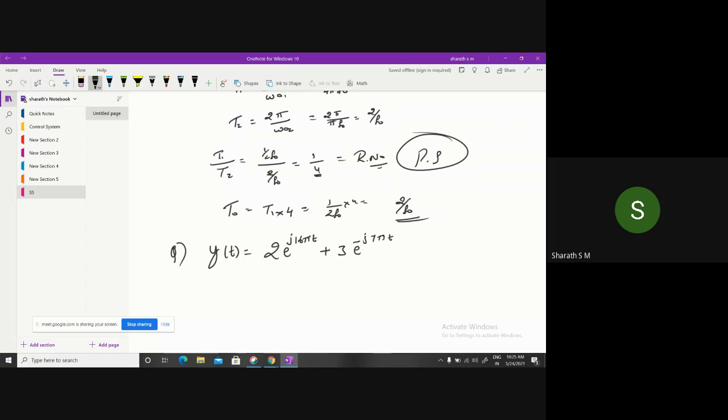What is T1 by T2? What's the value of T1? 1 by 8. What about T2? 2 by 7. So what is T1 by T2? 7 by 16. Is it a rational number?